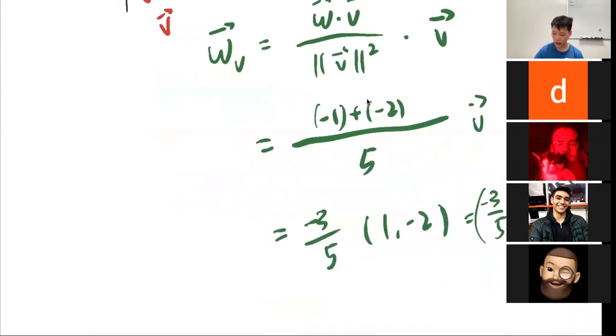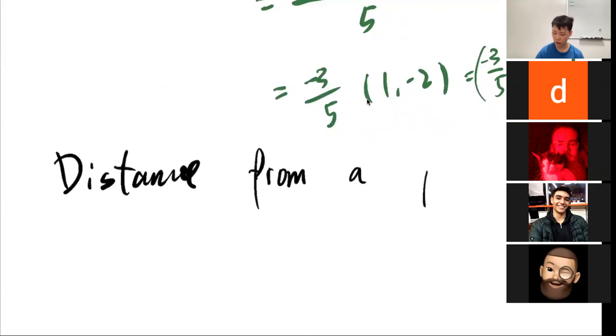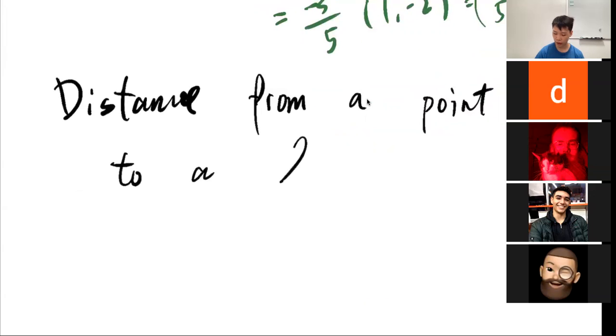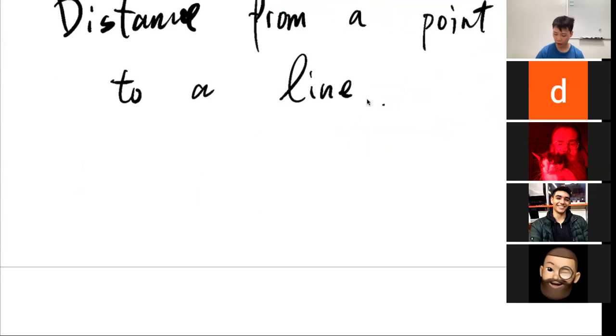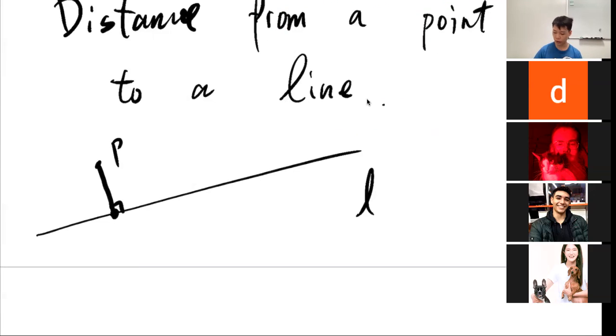All right. The last topic I want to talk about is the distance from a point to a straight line, of course. This is your line L, and this is your point P. The distance from a point to the line is the segment perpendicular to the given line L that also passes through the point P.